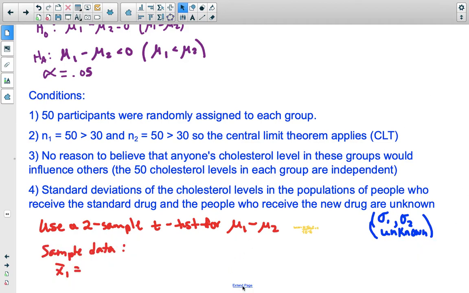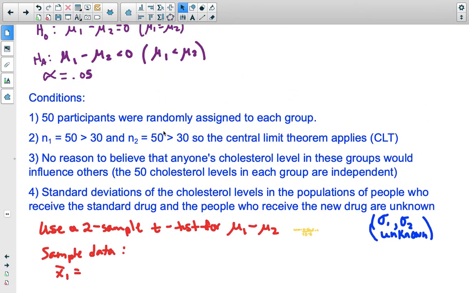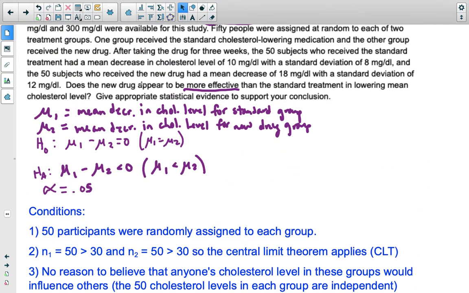Here's what we have. We're going to enter this data into our calculator. Let's get some sample data from our problem. For the new drug group, we had a mean decrease of 18 milligrams per deciliter with a standard deviation of 12. The standard drug had a 10 milligram average decrease and a standard deviation of 8 milligrams.